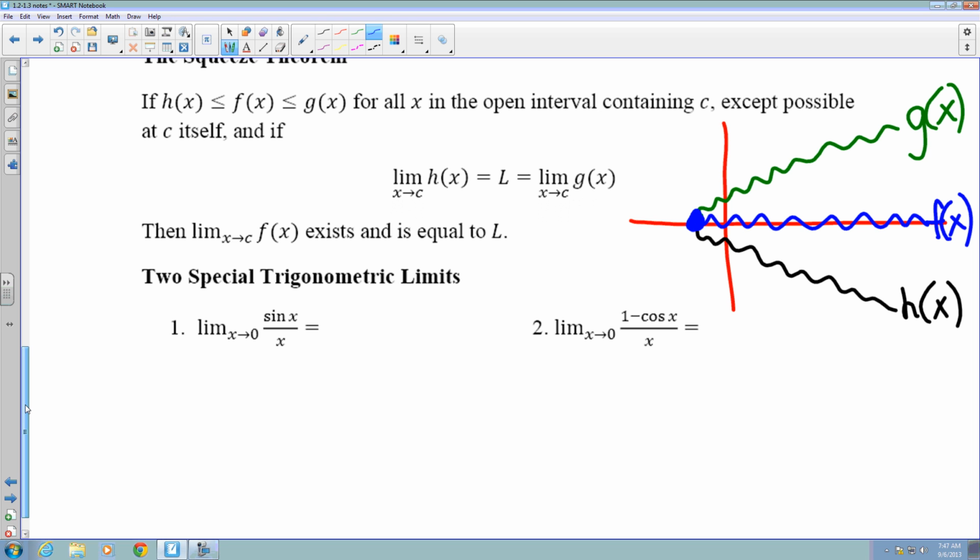Okay, here's a couple of special trig limits. Now I'm not going to go through how we find them because it was pretty complicated, but I am going to tell you that you're going to need to know these. So the limit as x approaches 0 of sine of x over x is 1, and the limit as x approaches 0 of 1 minus cosine x over x is 0. We don't need to know how you get those, just need to know that if you need to pull apart a function and you have this left over, the limit is 1 for the first and 0 for the second.